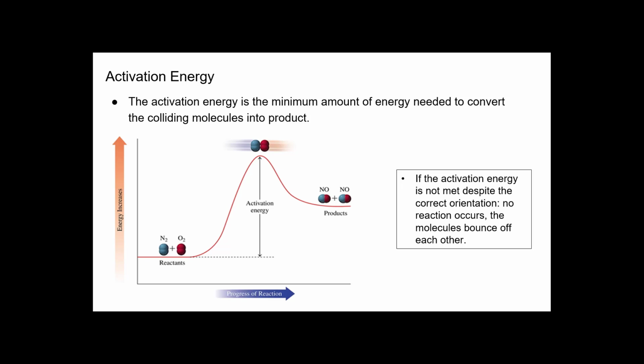So if we look at this diagram here, this is an energy diagram, and what it does is it plots energy, increasing from bottom to top, versus progress of the reaction. And the graph starts with reactants of nitrogen and oxygen, then increases to the highest point, and then declines until the products are produced. This line levels out.